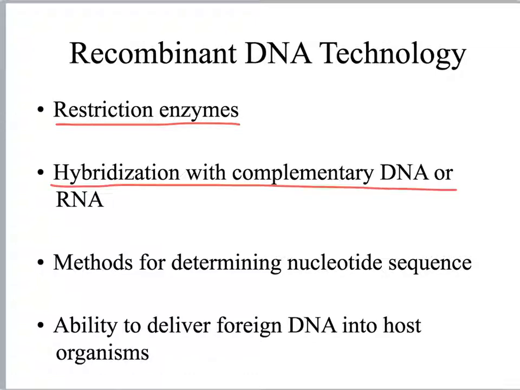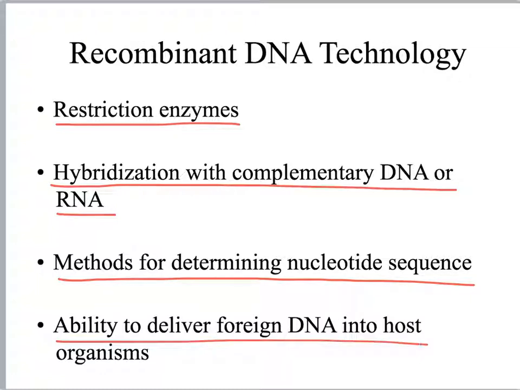Hybridization with complementary DNA or RNA, using cDNA or RNA probes, will allow us to detect specific nucleotide sequences using some more advanced technologies. We are able to form recombinant DNA, so we need to have the technology to insert foreign DNA into host organisms. We have methods for determining nucleotide sequencing. So there are some different techniques we can use in order to sequence our DNA.